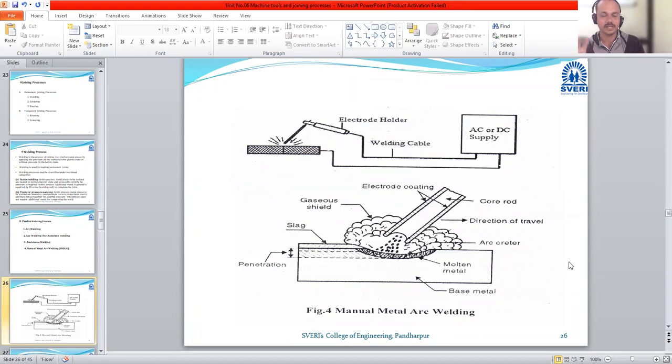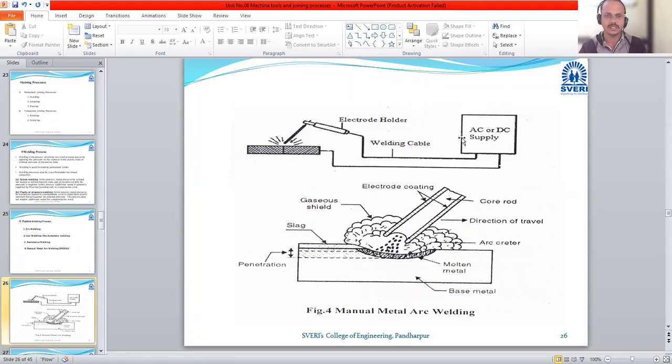Yes, sir. So how it works: see here, this one is the AC or DC supply transformer. Here current can flow from electrode holder to workpiece and again to the transformer, or it can flow from the cable to the workpiece, then electrode, and to the transformer.